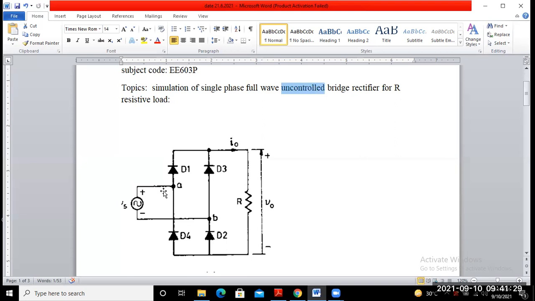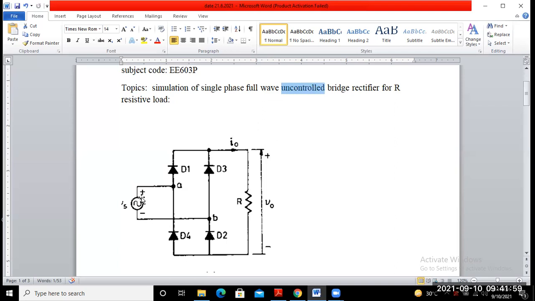So you may find out the path of the current flowing from this voltage source through diode 1, and through this you will be able to see the output current I0 flowing through the load, and again coming back through diode D2 to the negative polarity of the supply. Okay, so this is the path for the current in the positive half cycle, that means 0 to pi.